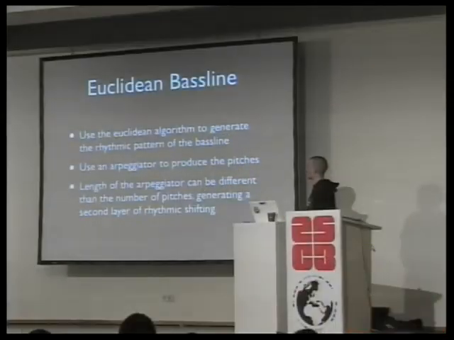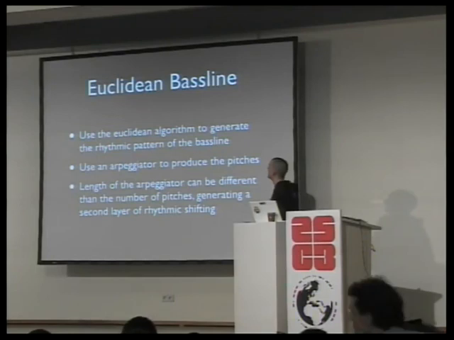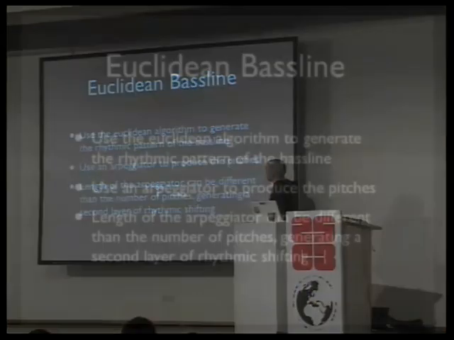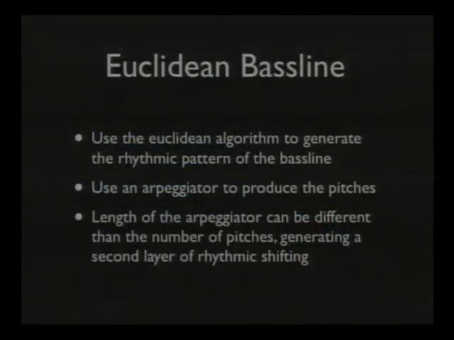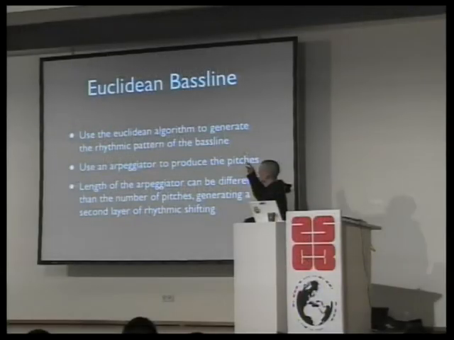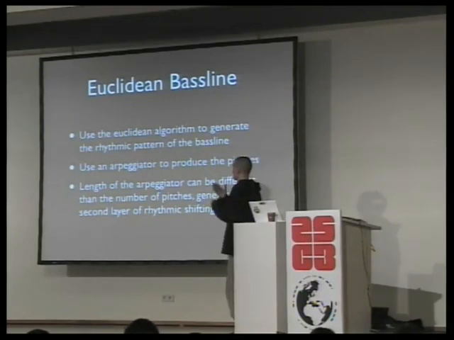But one way I extended that idea was to use that algorithm to generate the rhythmic pattern of a bass line. So most bass lines, I think it's easier to think of them as a percussive pattern, which maybe has a few notes in it, but mostly it's just percussion. So what I do is use the Euclidean algorithm to generate the rhythmic pattern of the bass line, and then use an arpeggiator, which is just a cycle of loops, to put some pitches on it.